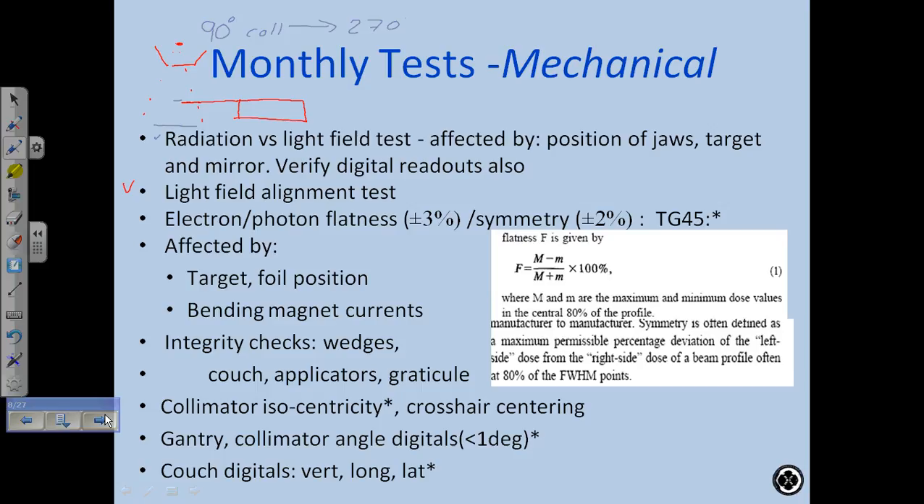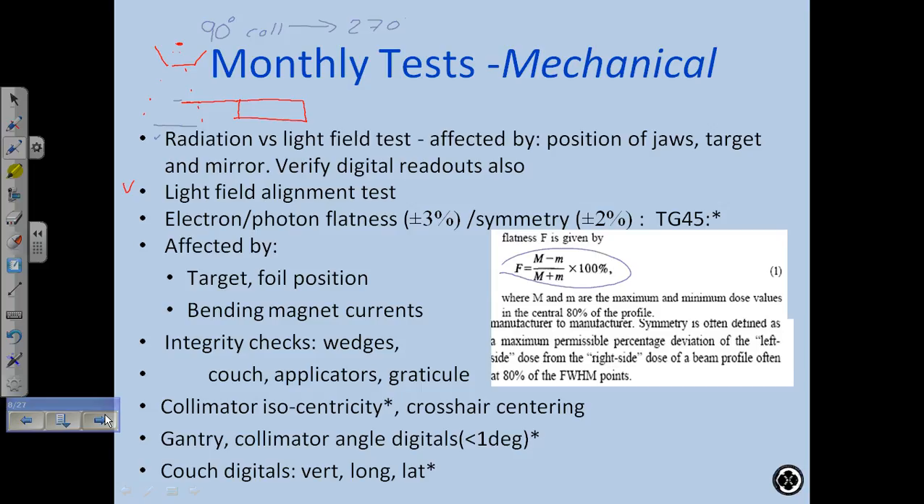So there are different equations for flatness and symmetry. As you know, I go to TG45, and here's the equation for flatness, a very simple one right here. So what's flatness? Flatness is given by reading M minus reading little m, divided by reading big M plus reading little m, where big M and little m are the maximum and minimum dose values in the central 80% of the profile. Manufacturer's symmetry is open. So this equation can change from manufacturer to manufacturer.